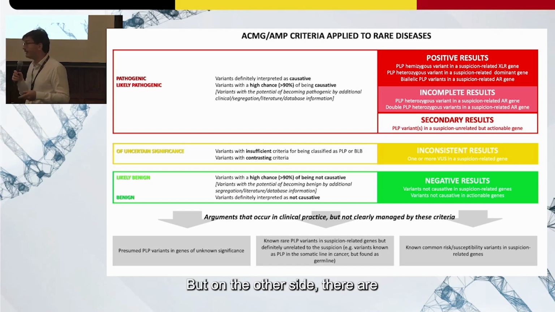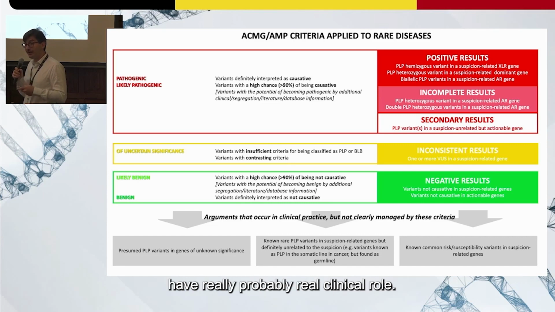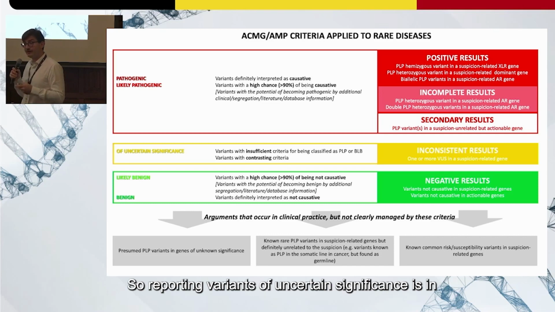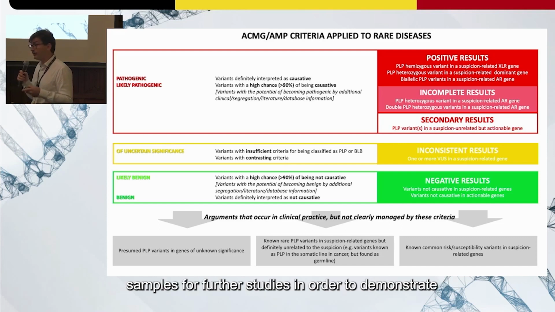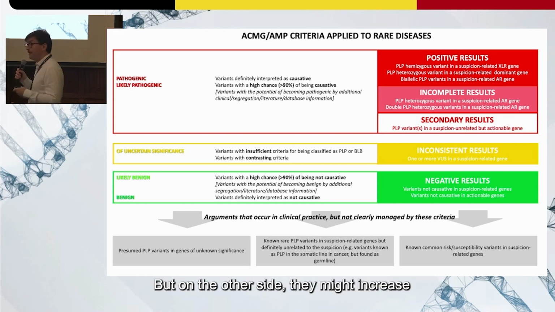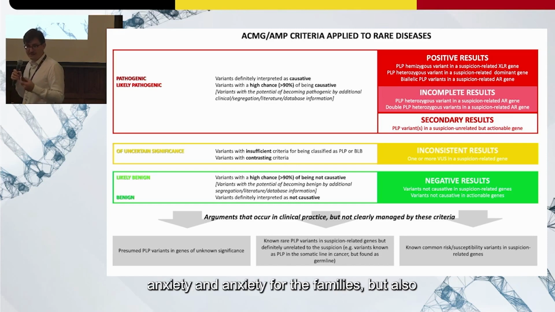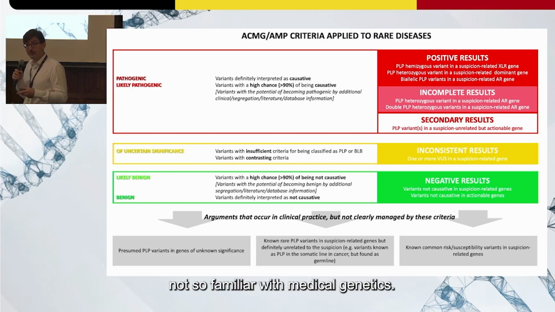Variants of uncertain significance are inconsistent results that might switch to positive results if we can generate additional data supporting their pathogenicity. But on the other side, there are many variants of uncertain significance that probably don't have a real clinical role. So reporting variants of uncertain significance is in the middle between the need to stimulate clinicians to give additional information or additional biological samples for further studies, in order to demonstrate the hypothesis that the variant of uncertain significance is the cause, and on the other side, the risk of increasing anxiety for the families, but also confusion for the specialist, especially if he is not so familiar with medical genetics.